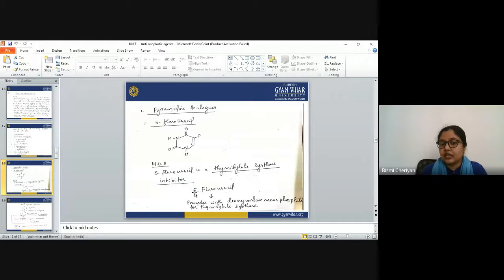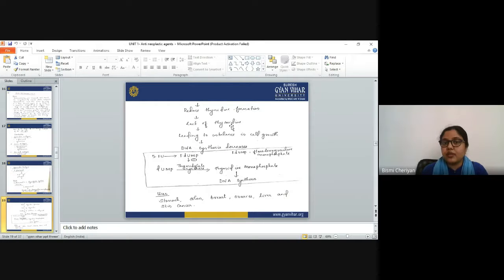Okay, after that this transfers the fluoride group into this deoxyuridine monophosphate, and that fluorinated uridine monophosphate reduces the synthesis of the thymidylate synthetase enzyme. When the thymidylate synthetase enzyme reduces, that reduces the thymidine formation. Due to the lack of thymidine, there is an imbalance in the cell growth, and that leads to decreased DNA synthesis. Okay, so this is the normal mechanism of action of 5-fluorouracil.